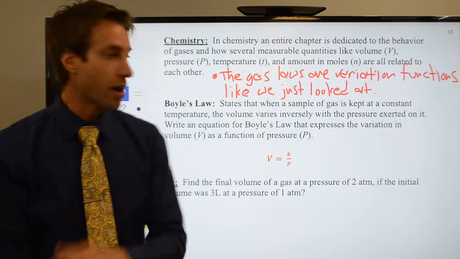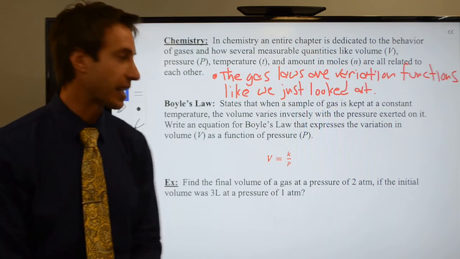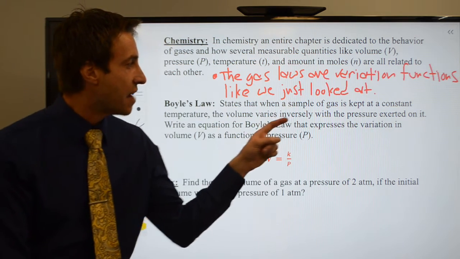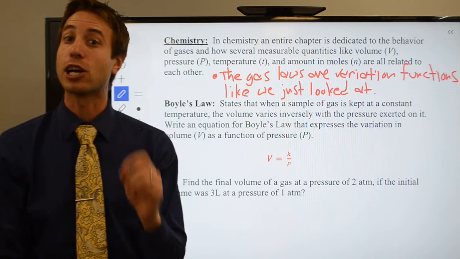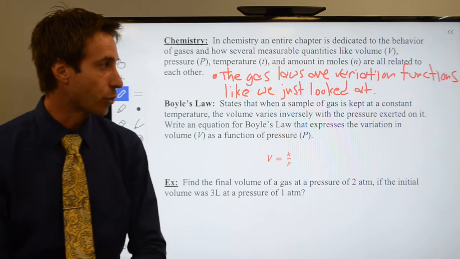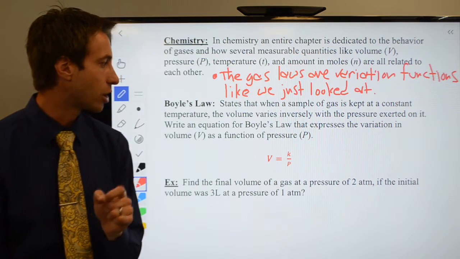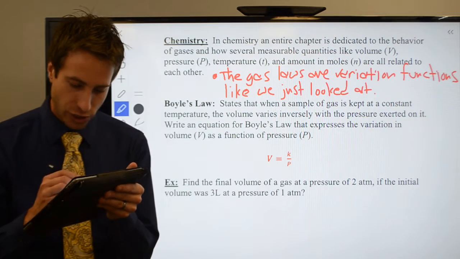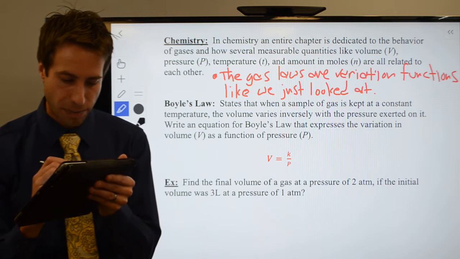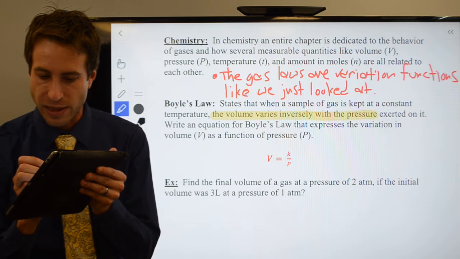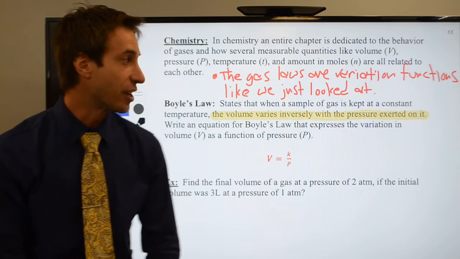In particular, one of the gas laws you should recognize if you've taken chemistry is Boyle's law. And here's what Boyle's law says. It states that when a sample of gas is kept at a constant temperature, all right, so the temperature is the same, we don't let the temperature fluctuate. As long as the temperature is held constant, the volume varies inversely. Check that out. That should now jump off the page at you. The volume varies inversely with the pressure exerted on it.